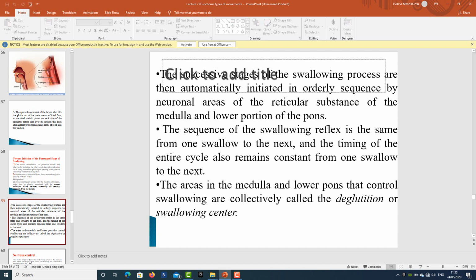The successive stages of the swallowing process are then automatically initiated in orderly sequence by neuronal areas of the reticular substance of the medulla and lower portion of the pons. The sequence of the swallowing reflex is the same from one swallow to the next, and the timing of the entire cycle also remains constant from one swallow to the next. The areas in the medulla and lower pons that control swallowing are collectively called the deglutition or swallowing center.